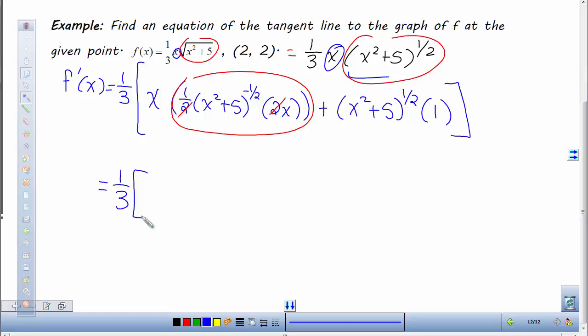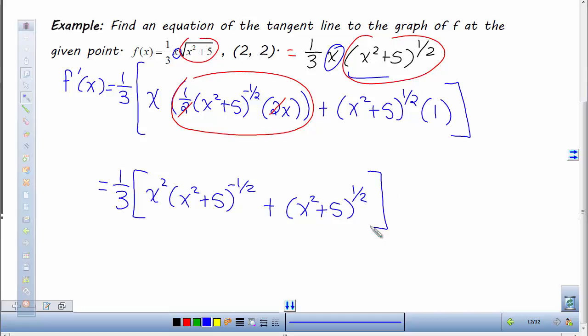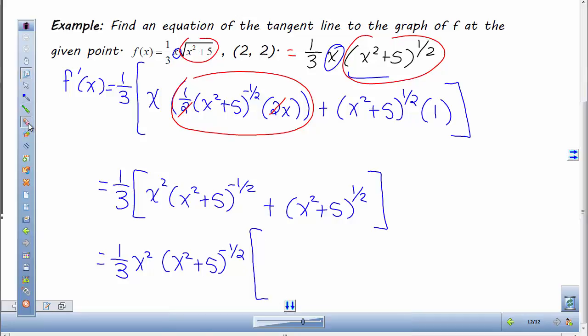All right, so we got 1/3. Then this is going to be x squared times x squared plus 5 to the negative 1/2 plus x squared plus 5 to the positive 1/2. Factor out x squared plus 5 to what power? Negative 1/2. Okay, factor out x squared plus 5 to the negative 1/2.